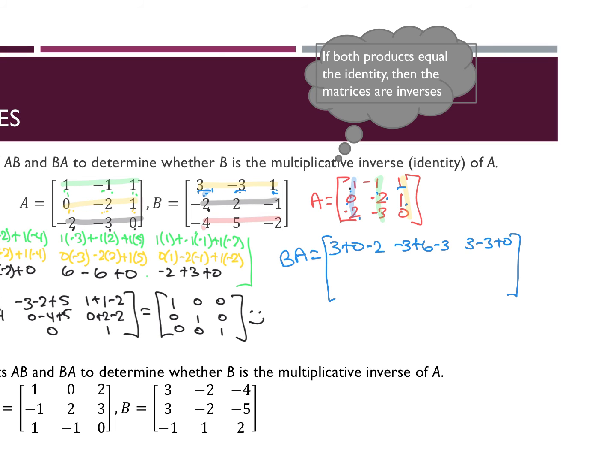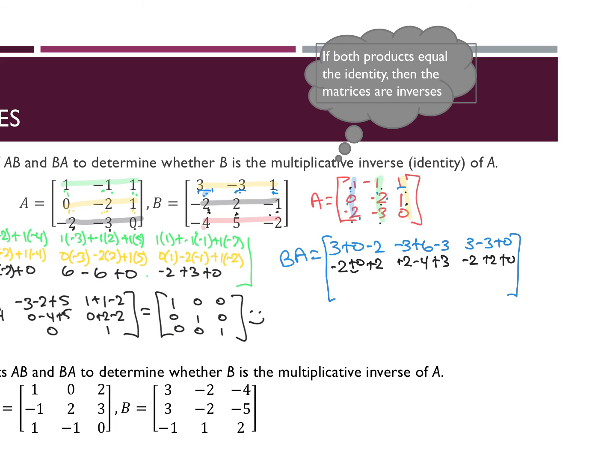Gray row into red column. Negative 2 times 1 is negative 2. 2 times 0 is 0. Negative 1 times negative 2 is positive 2. Negative 2 times negative 1 is, no, positive 2. 2 times negative 2 is negative 4. And negative 1 times negative 3 is positive 3. Yellow column, gray row. Negative 2 times 1 is negative 2. 2 times 1 is 2, and then plus 0.